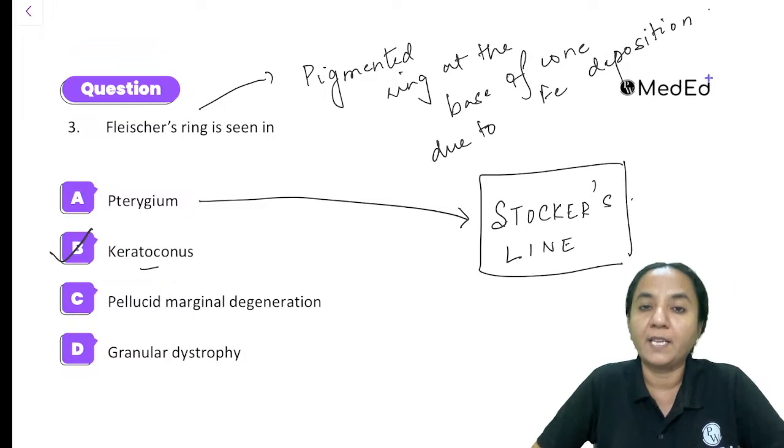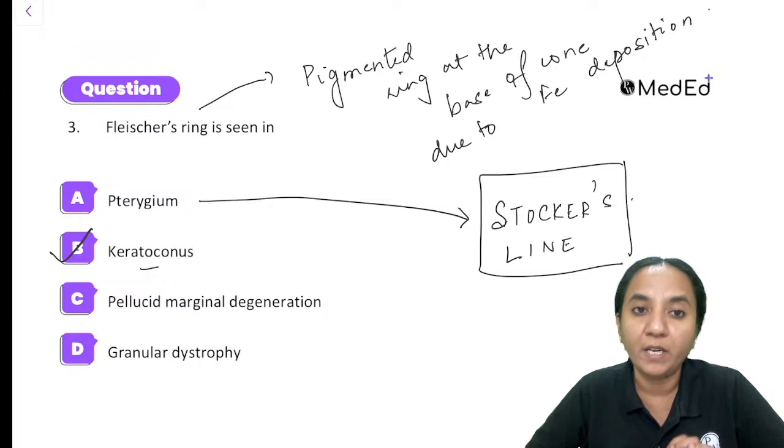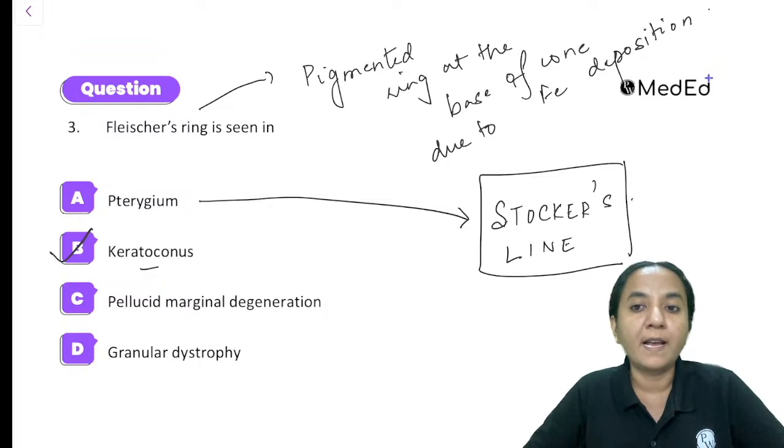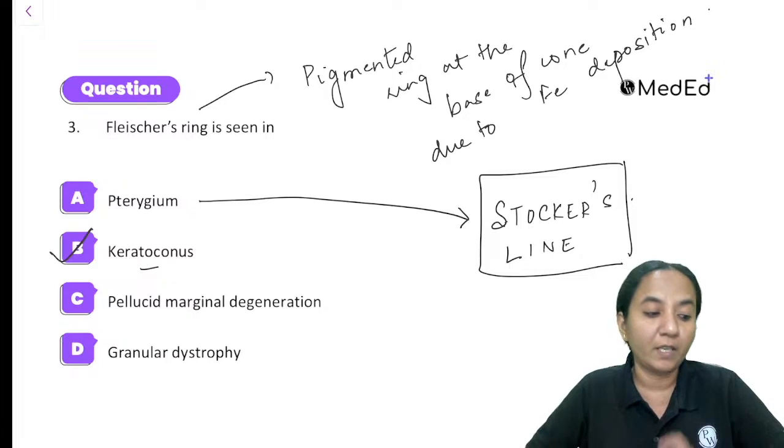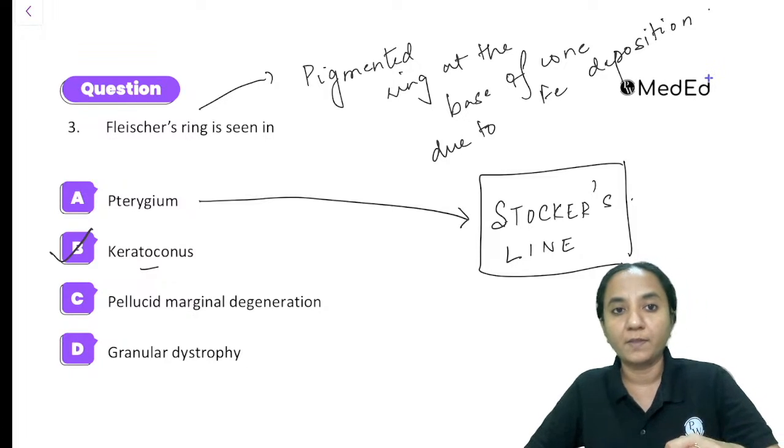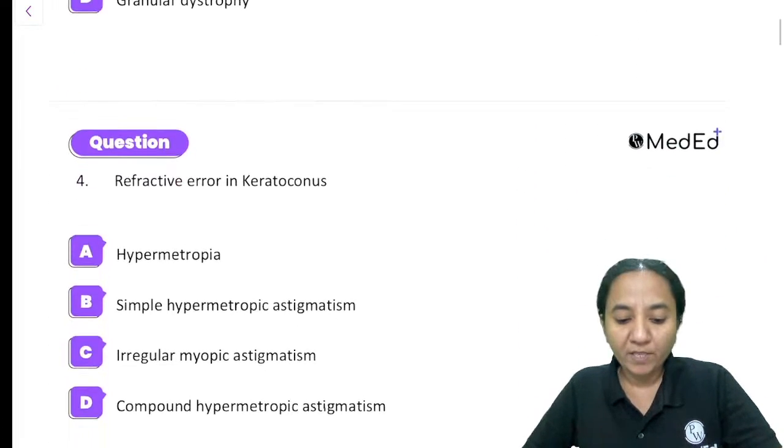So Fleischer's ring is the pigmented ring at the base of the cone in keratoconus. Stocker's line is the pigmented line at the head of the pterygium. Both are important MCQs. Okay, let's move to the next question.